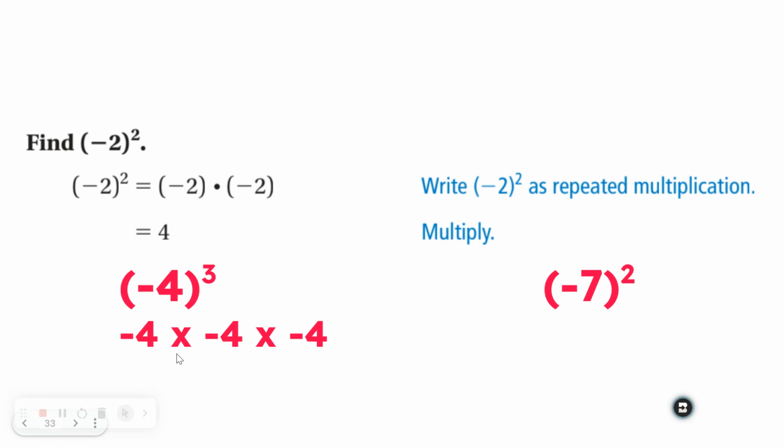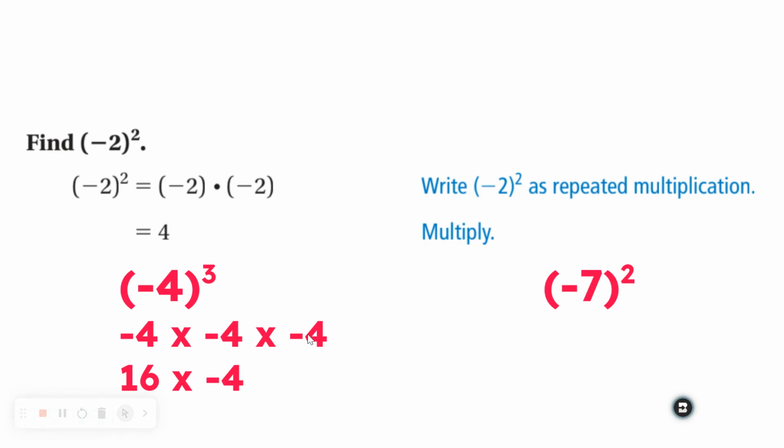Now I need to take this one step at a time. -4 times -4, that is 16. I'm still left with my 16 times -4. Now you have this problem on your paper. I do recommend writing these steps because then you can look back at this to help you remember later when you are doing your worksheet.